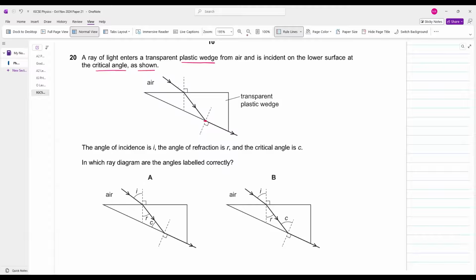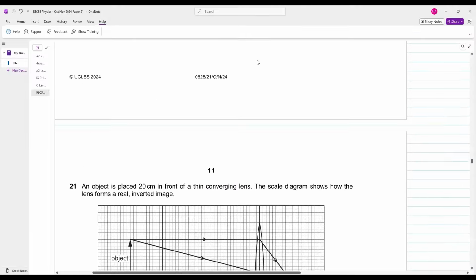The angle of incidence is the angle between the incident ray and the normal, I. The angle of refraction is the angle between the refracted ray and the normal. Critical angle is your incident angle as well. Critical angle is just like the incident angle, marked between the incident ray and the normal. This will be your critical angle. Any options like that? B is your answer. Simple. Let's further move ahead.